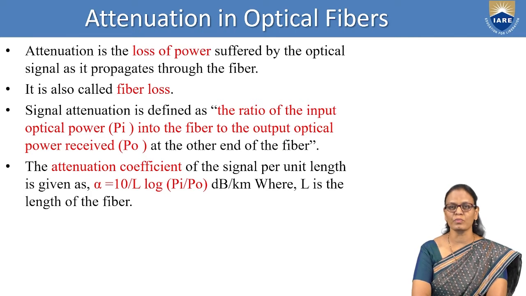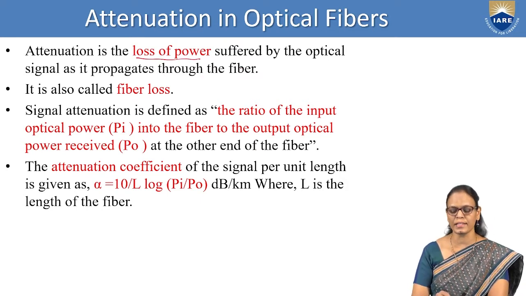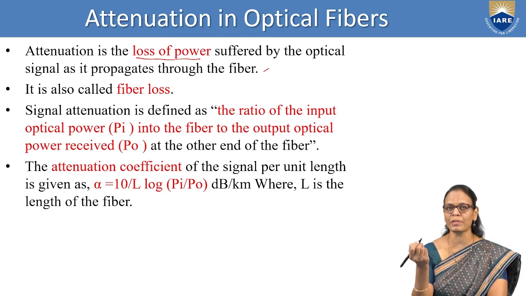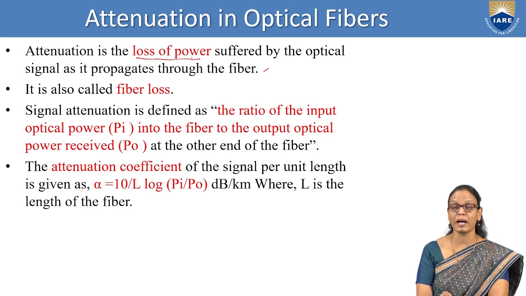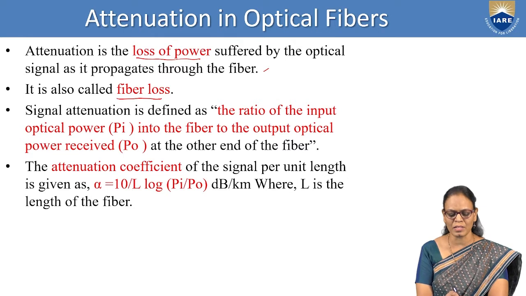So first let us define what is attenuation. Attenuation is the loss of power suffered by the optical signal as it propagates through the optical fiber. When we discussed optical fiber, we saw how the signal is launched into the optical fiber and how the signal propagates through it. So as the signal propagates through the optical fiber, whatever losses happen to the power or to the signal, we call it attenuation. It is also called fiber loss.